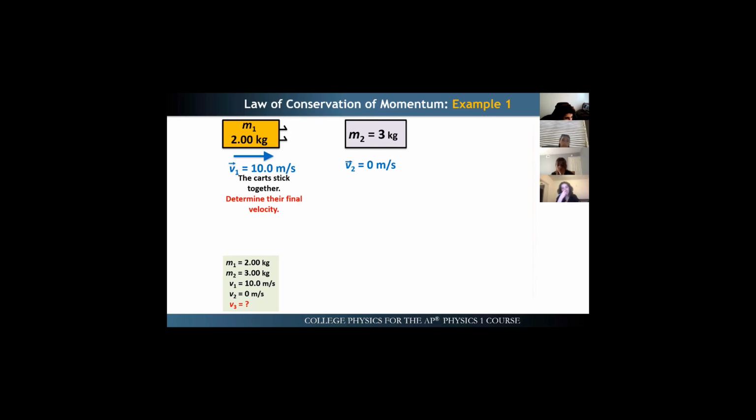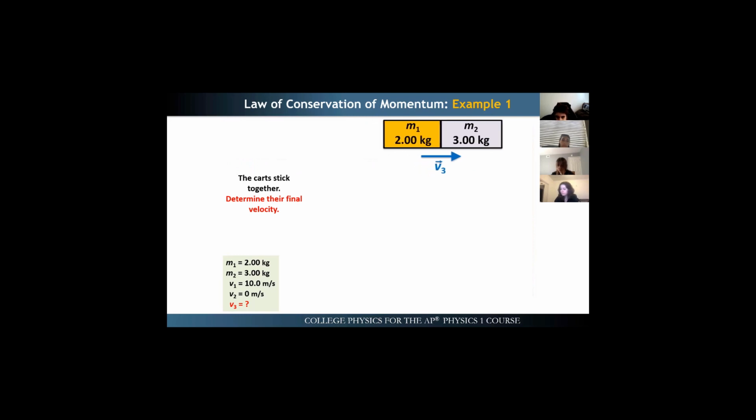So here we've got a 2 kilogram object moving with 10 meters per second velocity, and it's going to collide with a 3 kilogram object that is sitting at rest. But we know, because of the conservation of momentum, we even saw it illustrated.